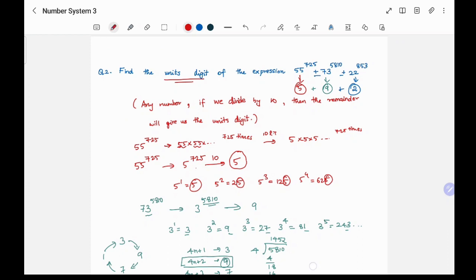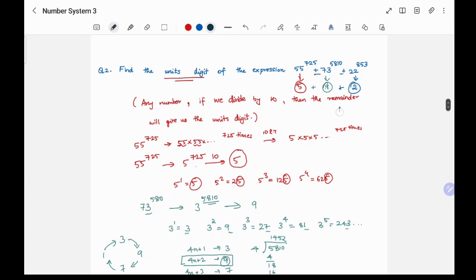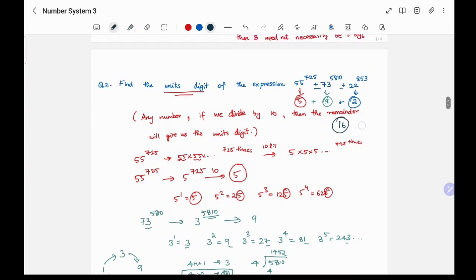Now we can just add this. Now it is simple, right? 5 plus 9 is 14, plus 2 is 16. So 16. What is the unit digit of it? 6. So the answer is 6.